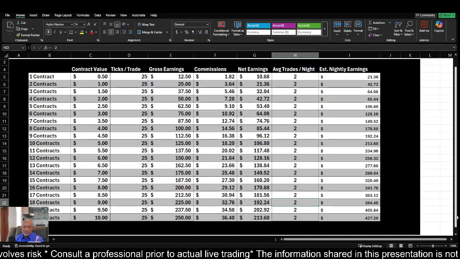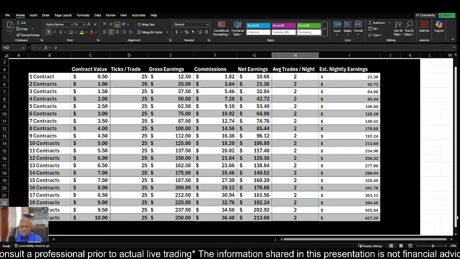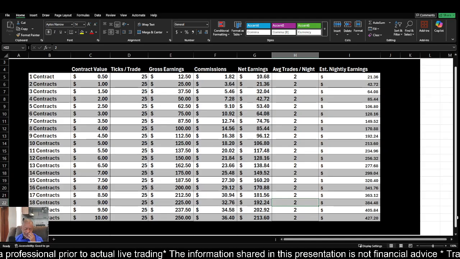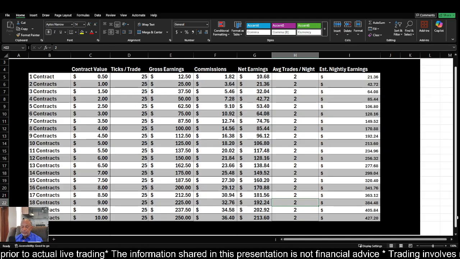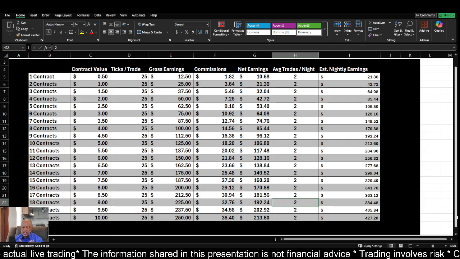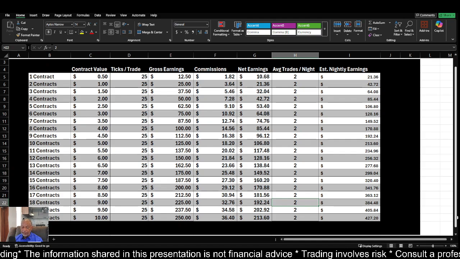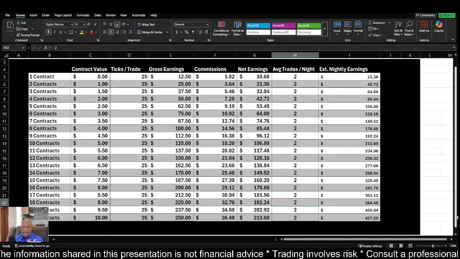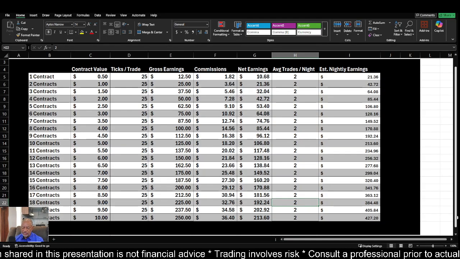Now these numbers are approximations. They may be off by 3 or 4 cents on the commissions and that kind of stuff, but this is an approximation. If you're at 20 ticks, you're going to be making 2 contracts. You're going to be making $100,000 a year. So the change might be a little bit off, but the overall numbers are good enough for government work.